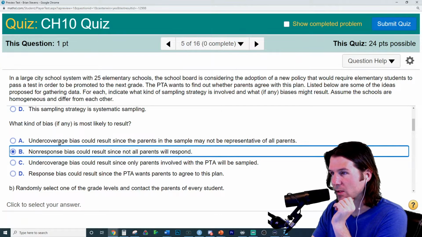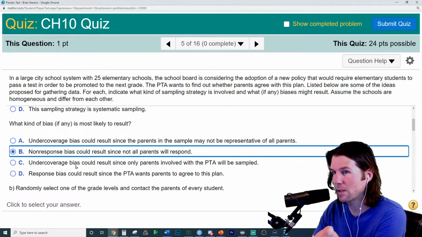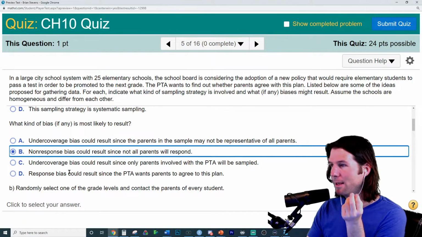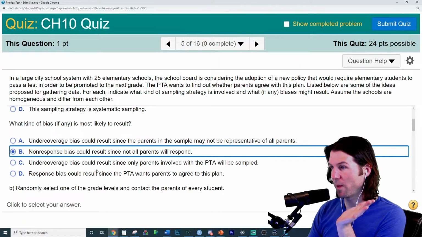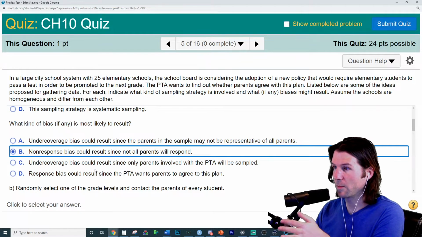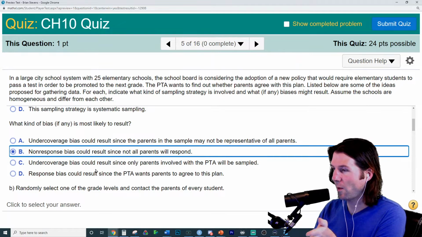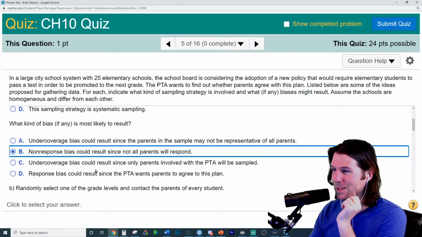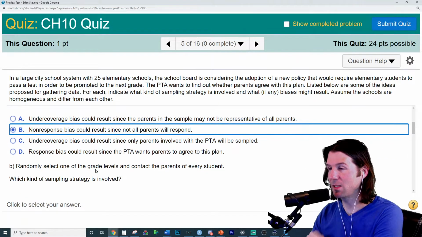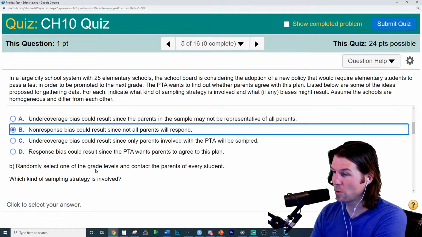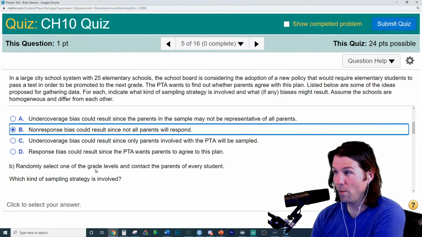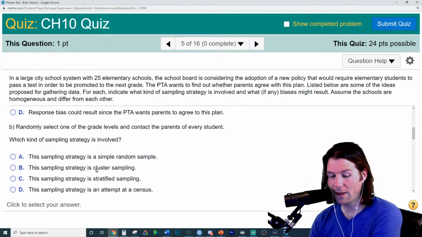It's not undercoverage, because that would be if they didn't send it home to certain parents. And there can always be response bias, but it's probably going to be that some parents are not going to respond, and those parents who don't respond are going to be different than those who do. Non-response bias is when those who don't respond differ in ways from those who do respond. If the question is, how active are you in your child's education, then the parents who don't fill out the survey are probably not as active. So we think, oh wow, everyone's very active, but that's because the people who filled out the survey are active.